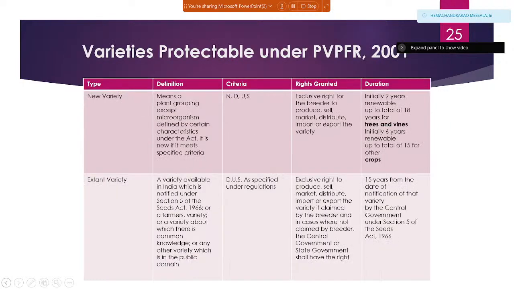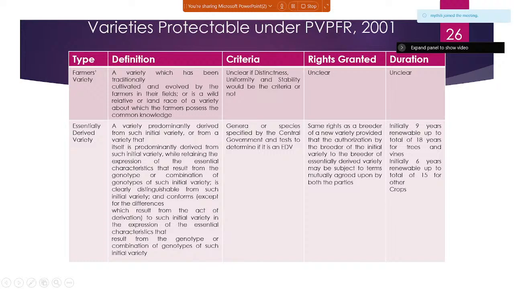So this is the continuation of this one. I told you about new variety and extant variety. Then we have farmers' variety also and essentially derived varieties also. So these are some of the criticisms about this Act, that how it provides the clarity about the term of that IP or the criteria, things like that. So here the criticism is about farmers' variety, that rights granted are unclear and the duration is unclear.